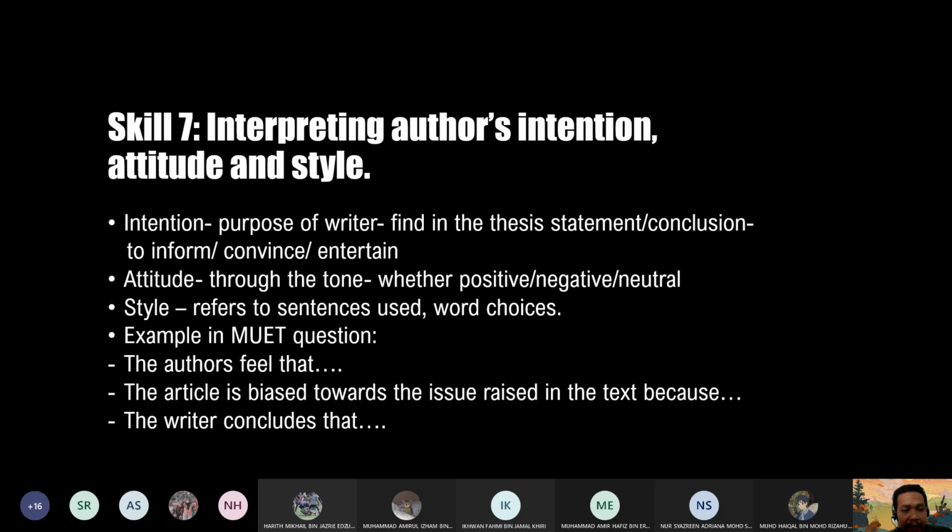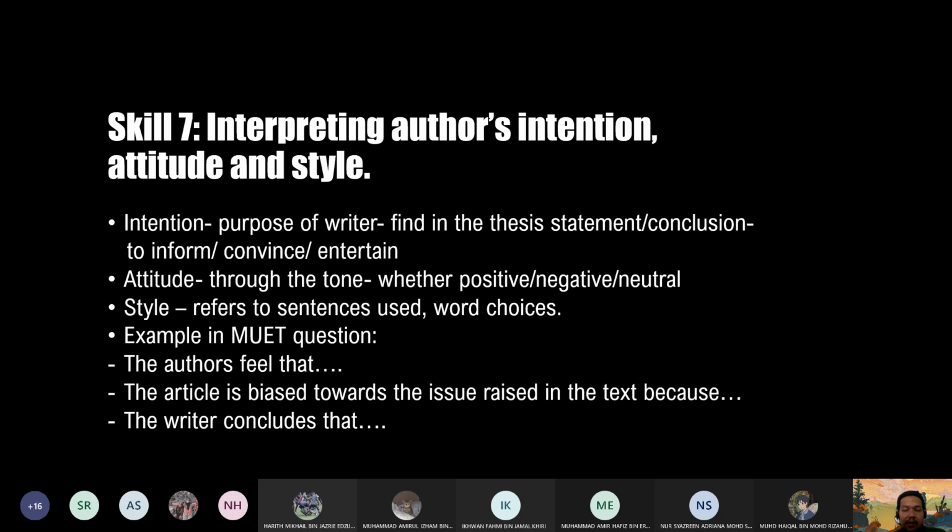All right. Attitude is through the tone. Sometimes when we read, we can determine whether the author tried to be positive or negative or maybe neutral. Positive means the words they use usually portray positivity. Negative, negativity. But for neutral, the author brings both sides, positive side and negative side, and they conclude. Usually in informative reading text, they will use a neutral tone. For persuasive, they will choose either positive or negative, even though the fact is maybe not reflecting what they are doing.